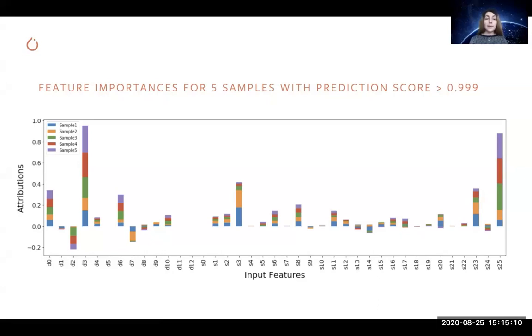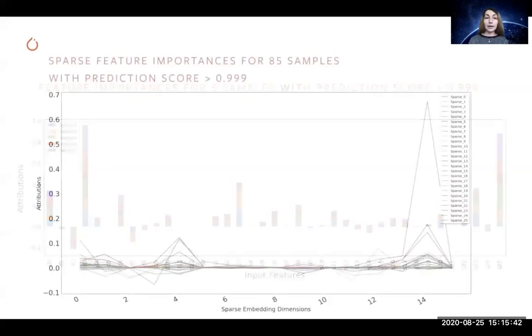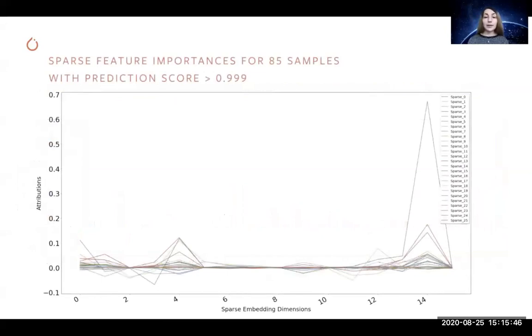We can see that dense features contribute both to clicks and non-clicks, whereas the sparse features only have primarily positive contribution. Positive contribution means that those features are positively correlated with click, and negative means that those features are correlated with non-clicks. So we can zoom into the sparse feature space and also look at the attribution score distributions for all dimensionalities. We can see that the majority of sparse features have similar distributions of attribution scores, except that there are some outliers. In this experiment, we used 85 ads that were predicted as clicked with a prediction score larger than 0.999.